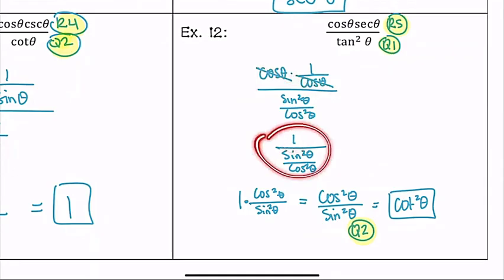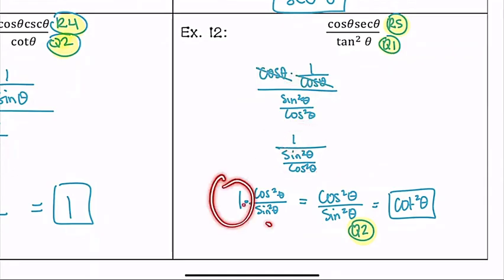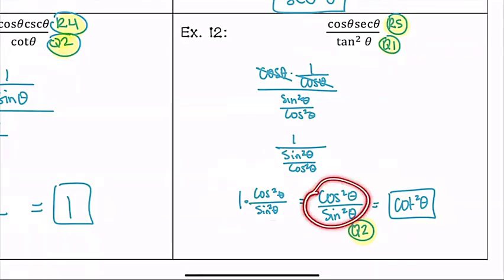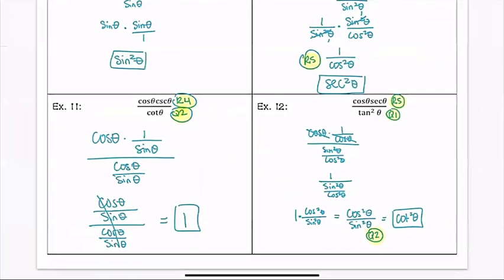And now I'm still dividing by a fraction, so I'm going to keep the top, change and multiply with the bottom. 1 times anything is itself, so I'm just going to get cosine squared over sine squared. And then I could simplify this by doing Q2 to put me back into cotangent squared. And there we go. Good.